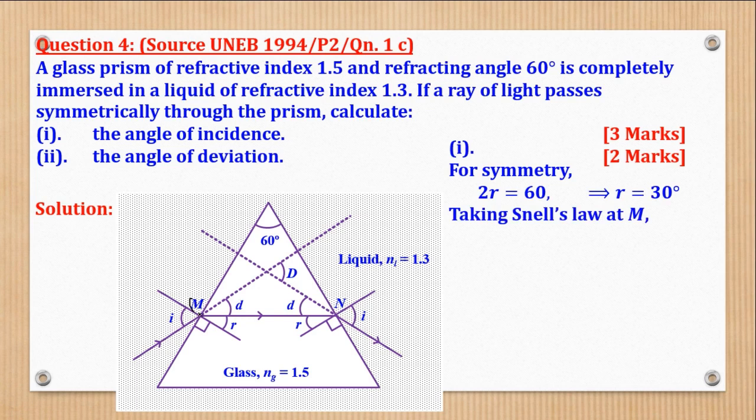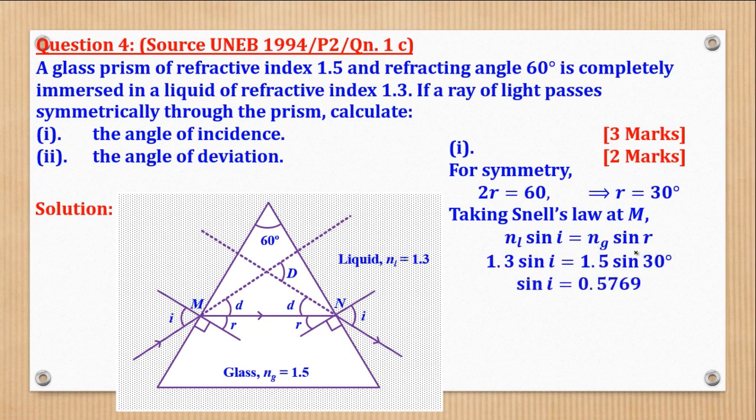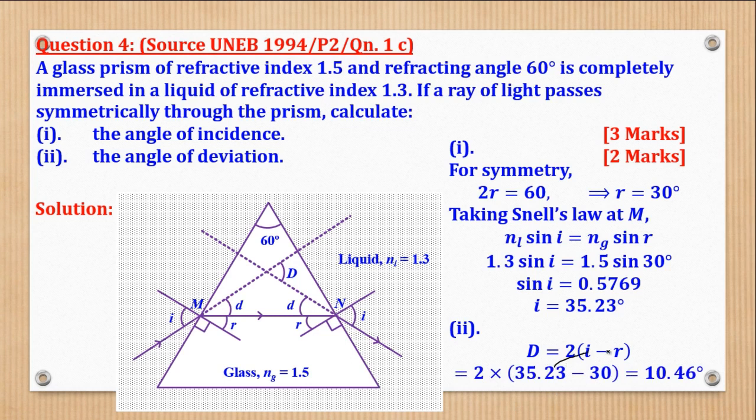Then taking Snell's law at M, we shall come up with NL sine I is equal to NG sine R. Then you substitute for NL, NG, and R. You remain with I as the only unknown. So simplify and make I the subject. And that will be the angle of incidence. Then the angle of deviation is 2 in brackets I minus R. You can use this, like I told you, or you can use 2I minus A. Any of the two is okay. So substitute for I, R to give you that as the answer they wanted.